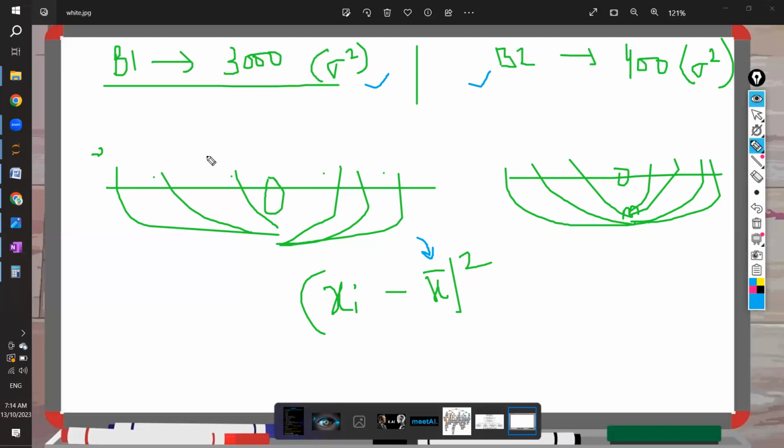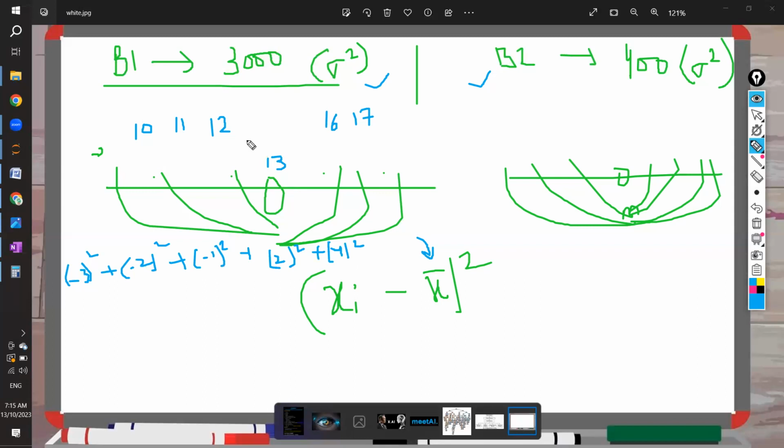For example, if I have the values 10, 11, 12, 16, 17, and I say 13 is the mean, then what will happen? 10 minus 13 is minus 3, then minus 2, minus 1, small numbers: minus 3 whole square plus minus 2 whole square plus minus 1 whole square, plus here some 2 square, plus some 4 square, something like that.